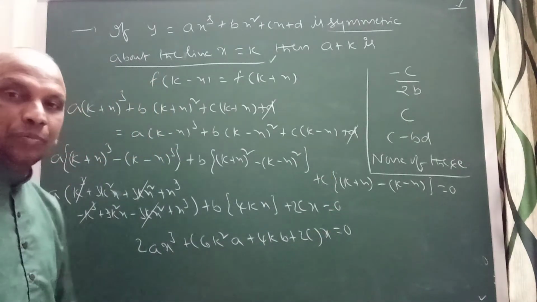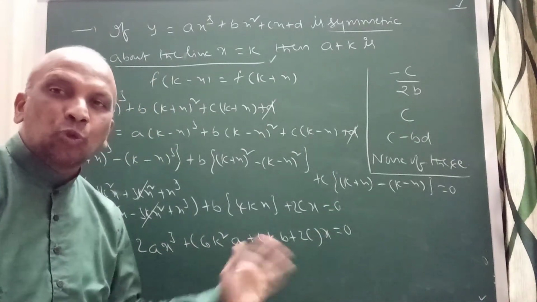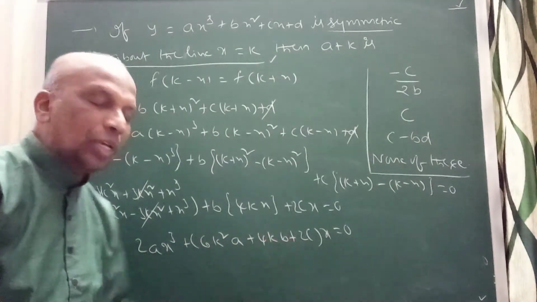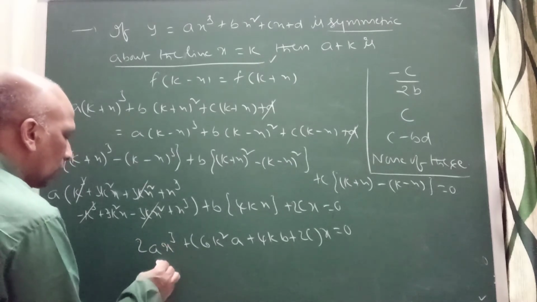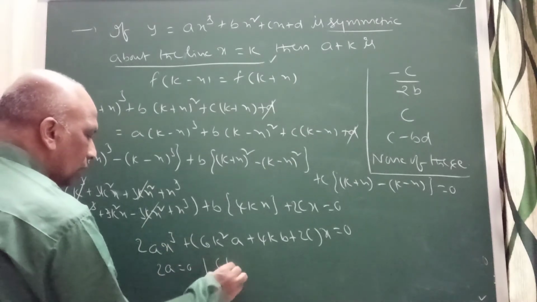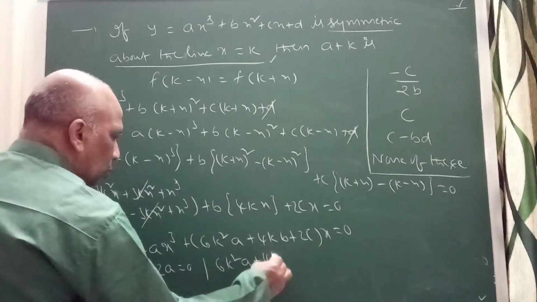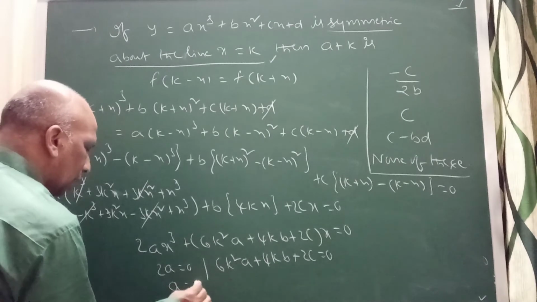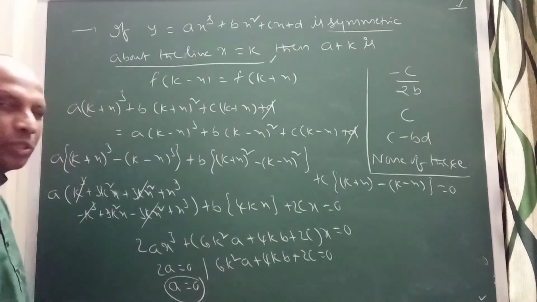It is an identity. Since it is an identity, it is true for every x. I can consider the coefficients. This is 2a equal to 0, and also 6k square a plus 4kb plus 2c equal to 0. Then a equal to 0 I can write here. We got the value 0.